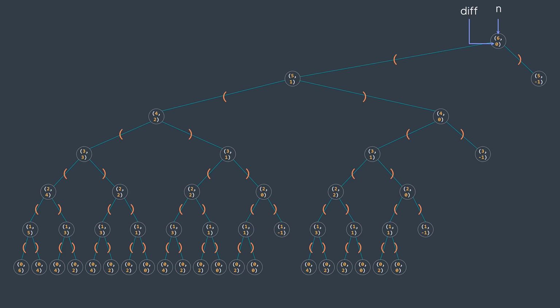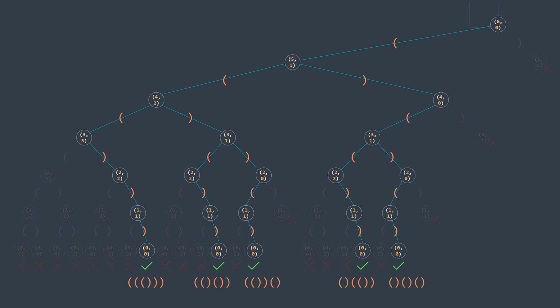We can notice that we have branches that have been stopped earlier. Those are branches where diff becomes negative. As soon as diff becomes negative, we stop. Also, even with branches that created the combination of n pairs, we don't take all of them. We take only those where diff is equal to 0. Remember the validity condition. So at the end, here are the combinations that get added to our combinations array.